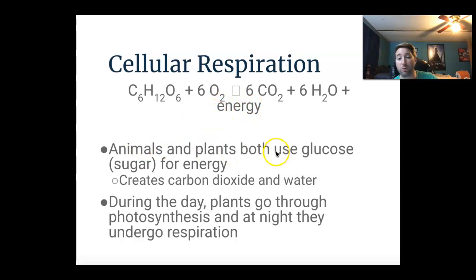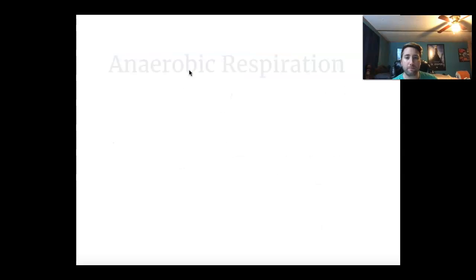Animals and plants both use glucose, so animals and plants are both doing cellular respiration. And remember, fungi are also doing this as well. Remember, fungi or fungus cannot do photosynthesis. I don't know how many times I have to say it, but fungus does not do photosynthesis. So during the day, plants go through photosynthesis. At night, or also sometimes during the day, they do respiration to do things like grow and move their roots through the soil, and other things like that.